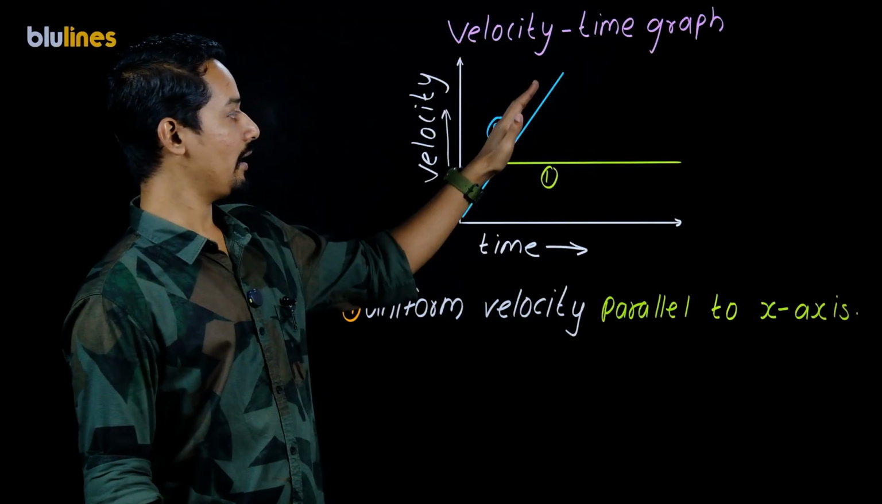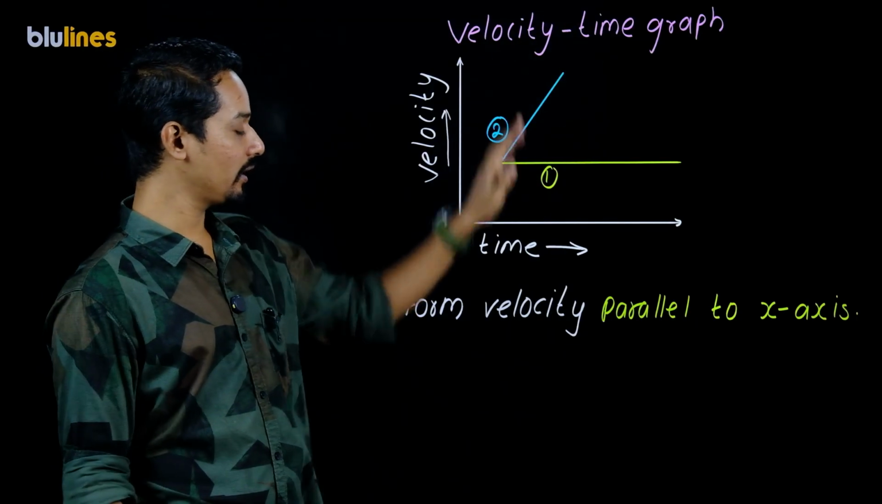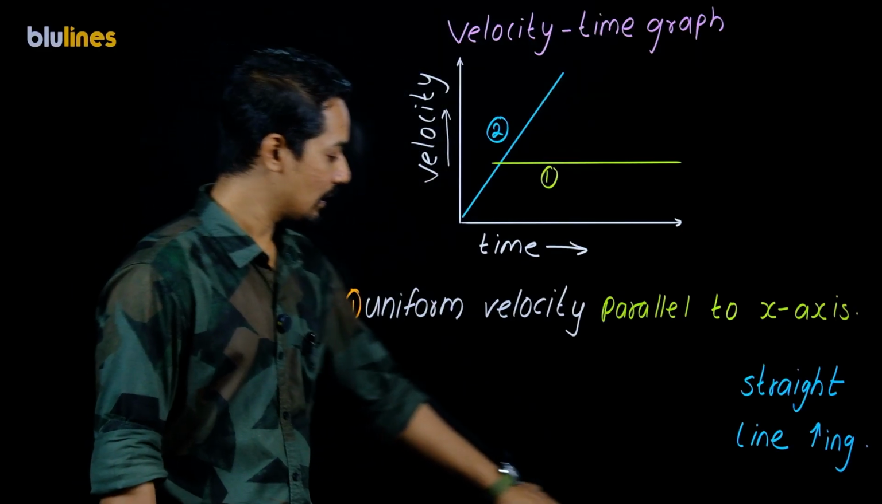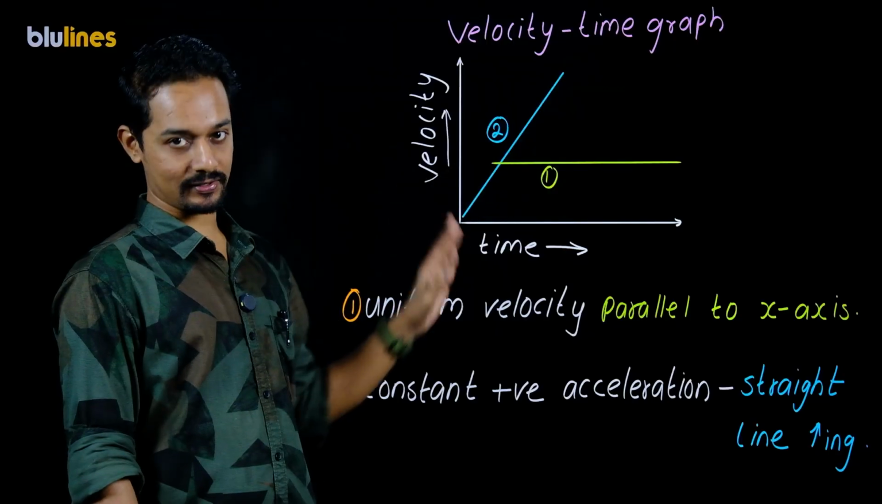Now we have a second line with a positive slope. This line is increasing, so the velocity is constantly increasing. So what does it mean? It is a straight line that is increasing. When the velocity increases, we have positive acceleration.